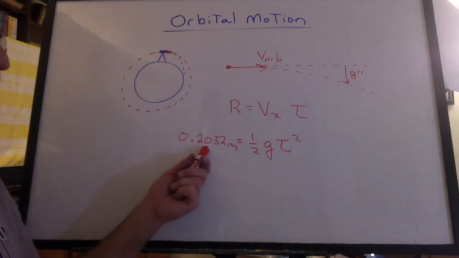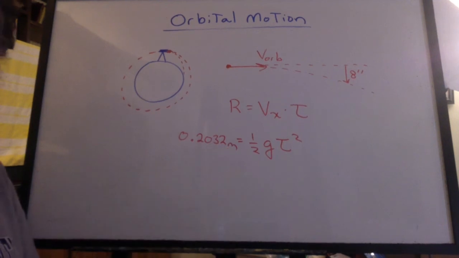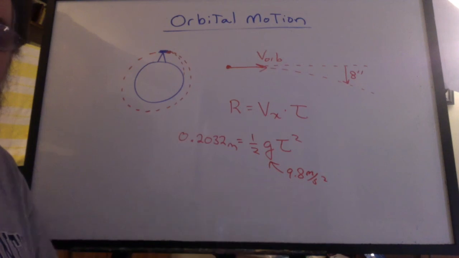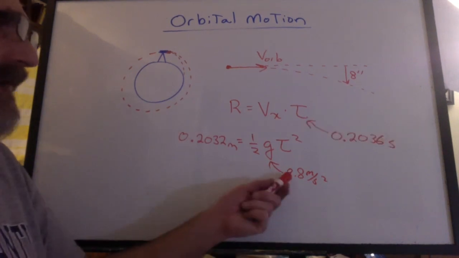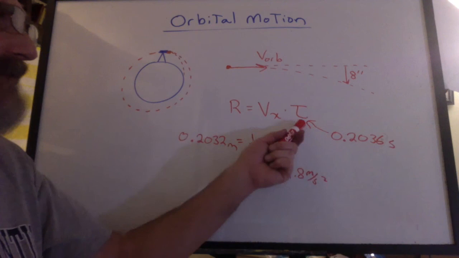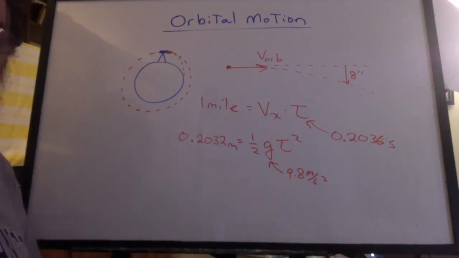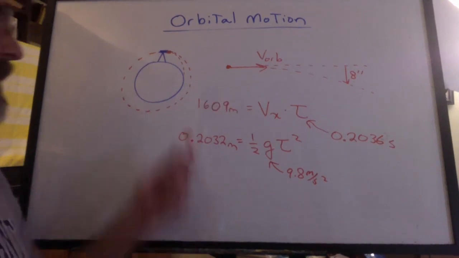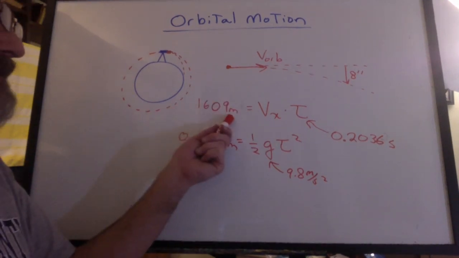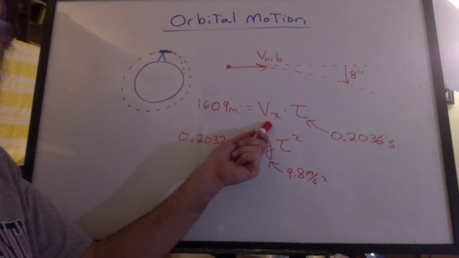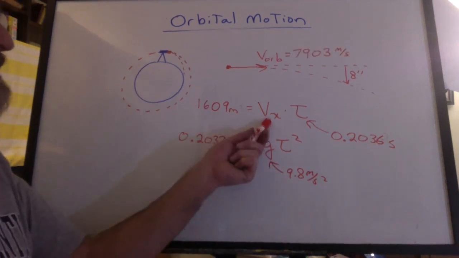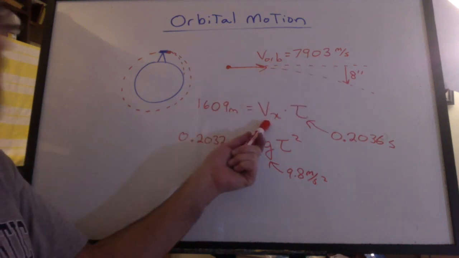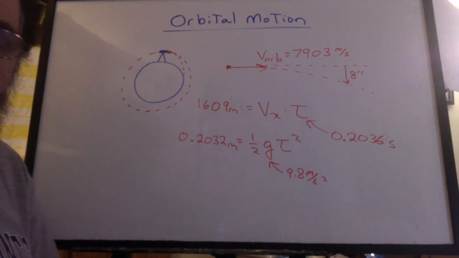Well, that's 0.2032 meters. Since we're on the surface of the Earth, we can use 9.8 meters per second squared. That gives us a time of 0.2036 seconds. What's the range? It's 1 mile to drop the 8 inches. Well, that's 1,609 meters. We can now calculate the v in the x direction. Hey, that x velocity is the orbital velocity, 7,903 meters per second, calculated using projectile motion.